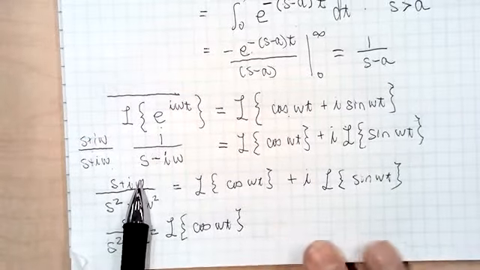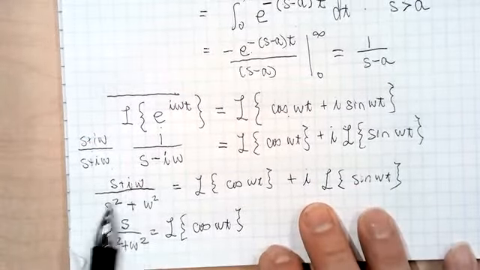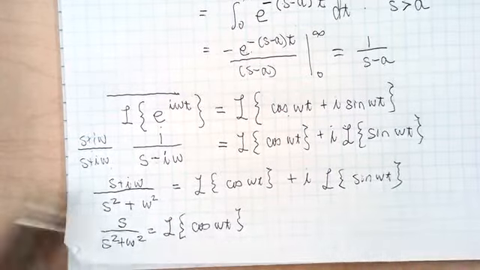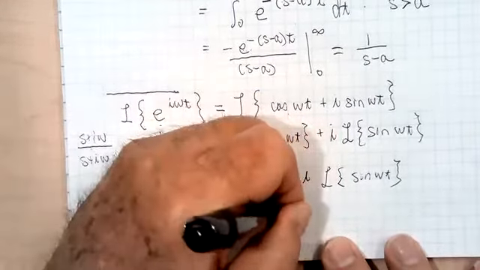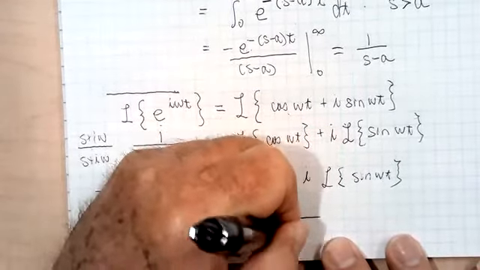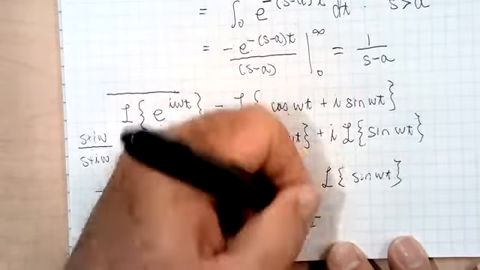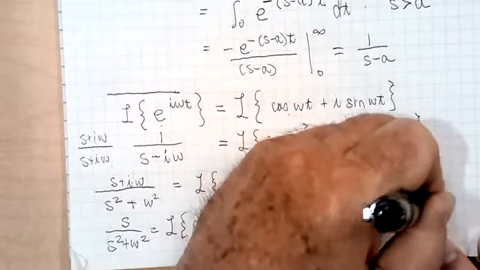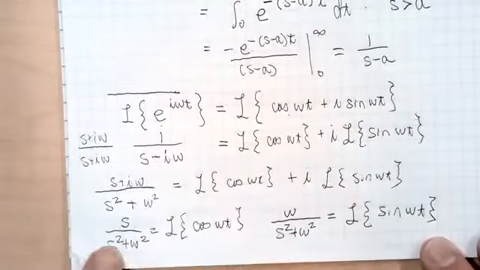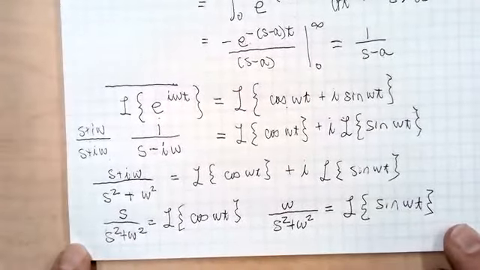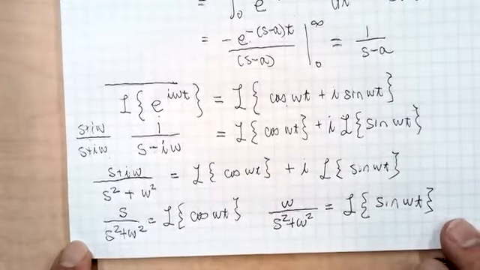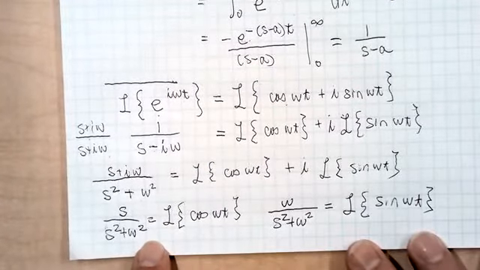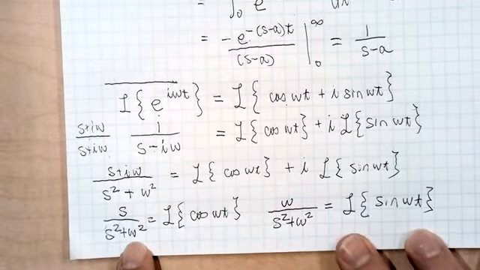And omega, we'll say i omega over s squared plus omega squared equals i times the transform of sine, then you cancel the i's out. So omega over s squared plus omega squared is the transform of sine omega t. And really, with a calculation that's not terribly difficult, we get two more transforms. That's pretty good. And these are very common. You probably will want to remember them.